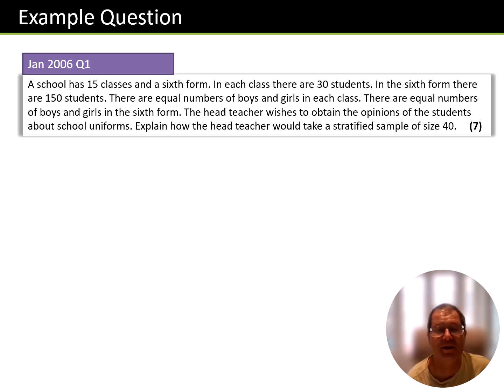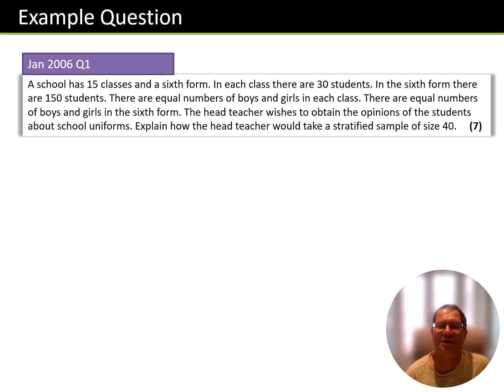Now looking at the possibilities, it's a 7-mark question, so I'm assuming that we're not just dividing them into the classes and the sixth form, we also divide them into boys and girls. As I say, we want 1/15 of whatever group we've got. So let's say we're doing the sixth form. There's 150 students. 1/15 of that is 10. But if we want to do it as boys and girls in different strata, then because there's equal numbers, we divide that by 2 again, and we would have 5 boys and 5 girls from the sixth form.